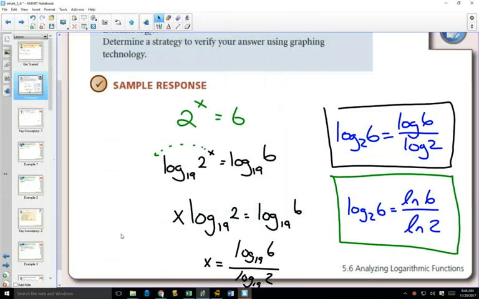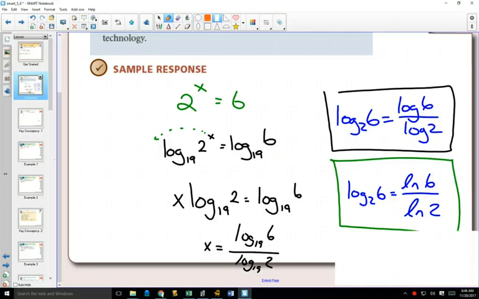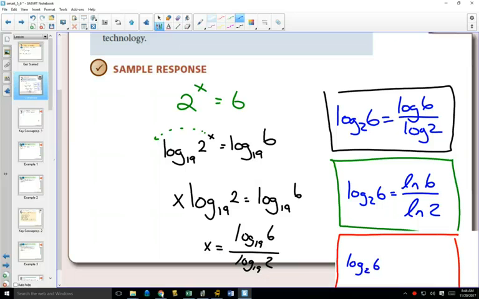Now, because I could follow this process with any number, right? The log laws stay the same with every base. I may as well just add our newest one that we found here in a red box. Log 2 of 6 is equal to log base 19 of 6 over log base 19 of 2.